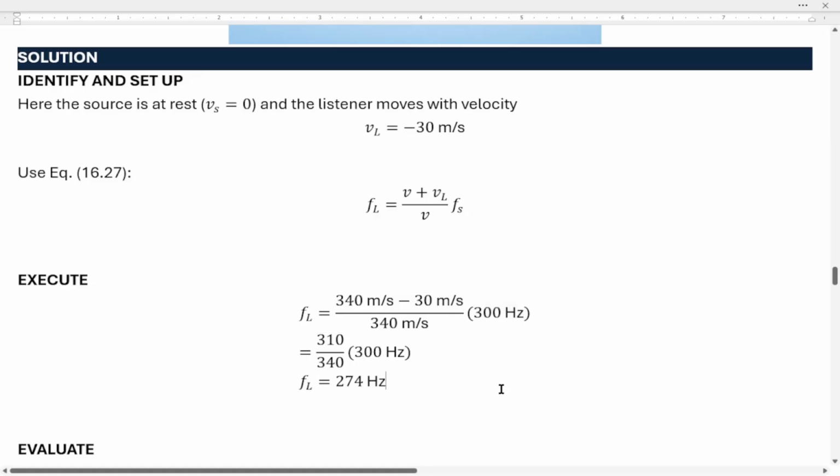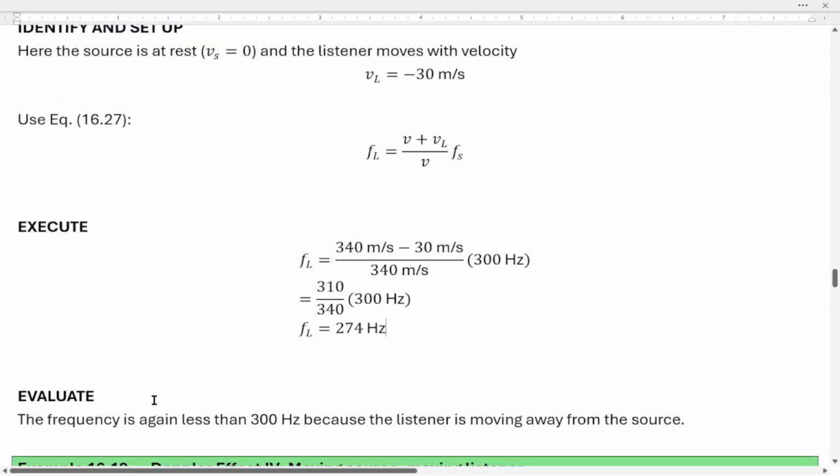So the frequency that is received by the moving listener is 274 hertz. Now take note that the frequency is again less than 300 hertz because the listener is moving away from the source. This is just the same with the previous example, that the frequency received by the listener, although what is moving there is the source, is still lesser than the frequency of the sound that is emitted by the source.